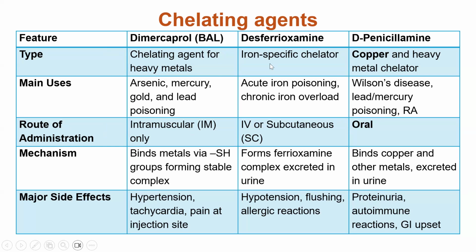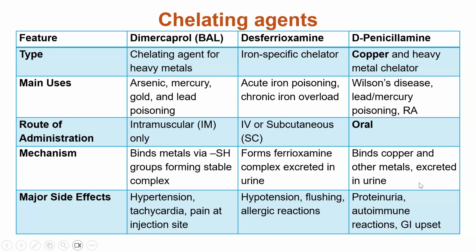Desferrioxamine we can use in acute iron poisoning and chronic iron overload. The route of administration is intramuscular or subcutaneous, and D-penicillamine is oral. The mechanism is binding metals. Chelating agents normally bind with metals, form a complex, and prevent the action of that specific metal. Same for D-penicillamine. Desferrioxamine forms the ferrioxamine complex. Side effects: hypertension, tachycardia, pain at the injection site, flushing reactions, and GI upset.